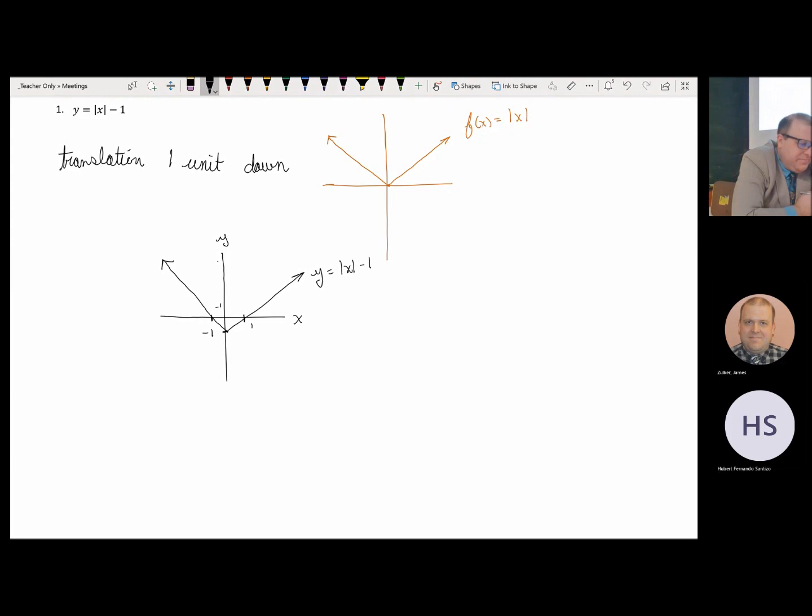So translation is like a slide. You're sliding it. But is it always vertical? No. You can have vertical and horizontal. If you put something inside the absolute value, and if it affects the domain, then you're shifting horizontally, right? You're going to shift along the x-axis.